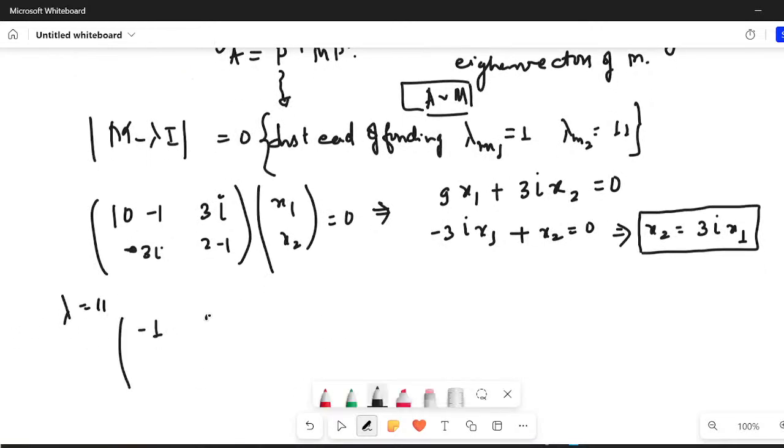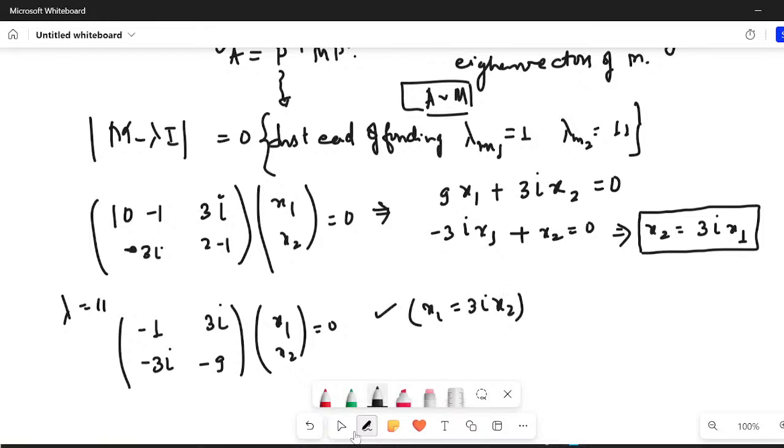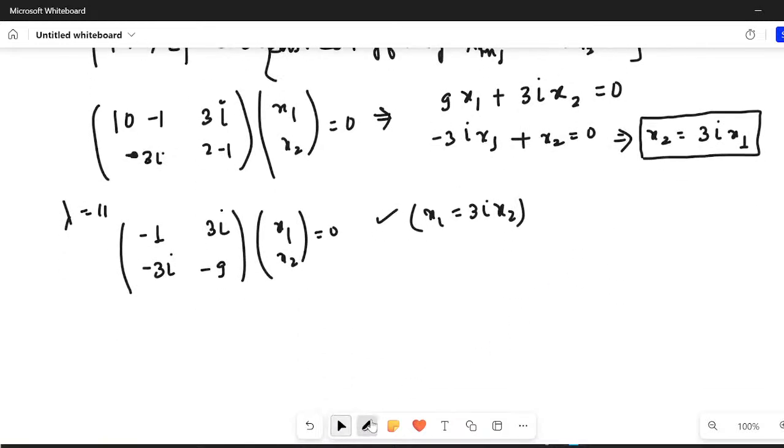If I use lambda equal to 11, what am I going to get? I'm going to get minus 1 here, 3 iota here, minus 3 iota here, and I think minus 9 here, I guess. Okay, and this would be x1 and x2 equal to 0. What does it give me? It gives me that x1 is equal to 3 iota x2. Okay, what does it imply? So your matrix P would be simply, I think if I write x1 as 1, then this would be 3 iota, and here if I write x2 as 1, here I'll get 3 iota.